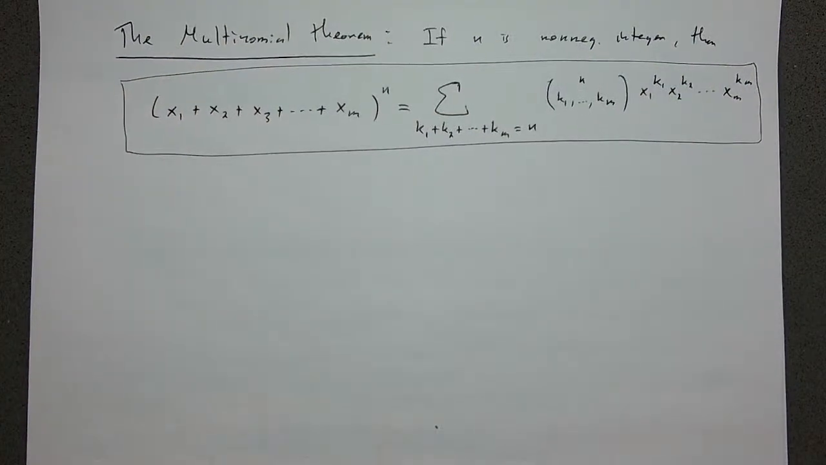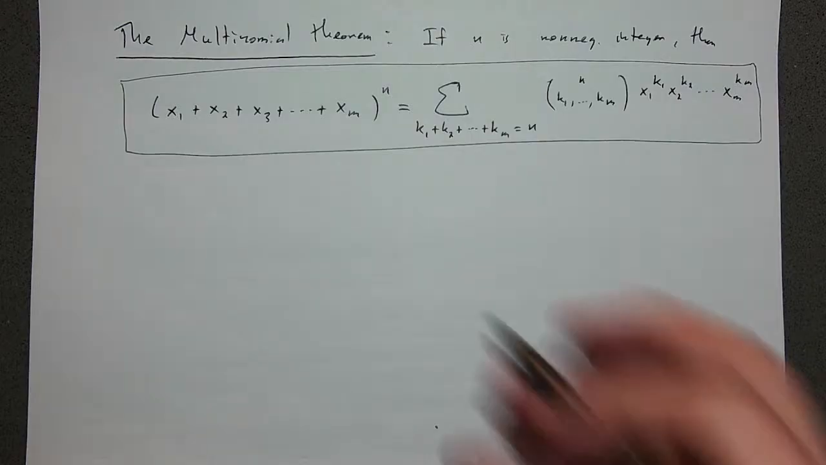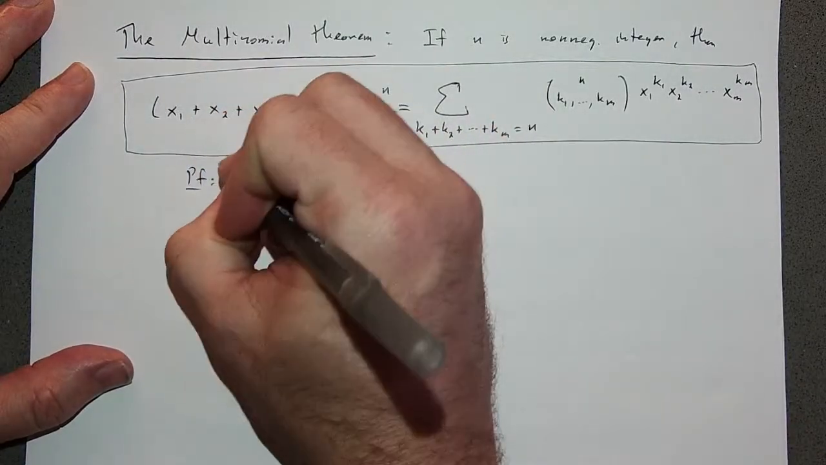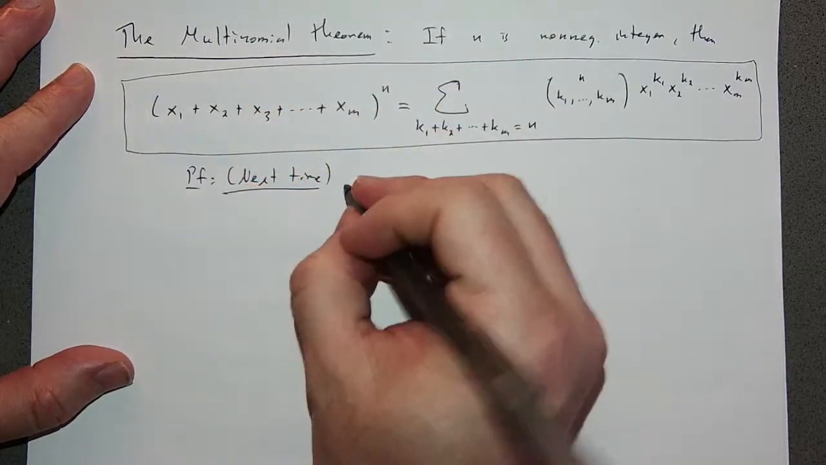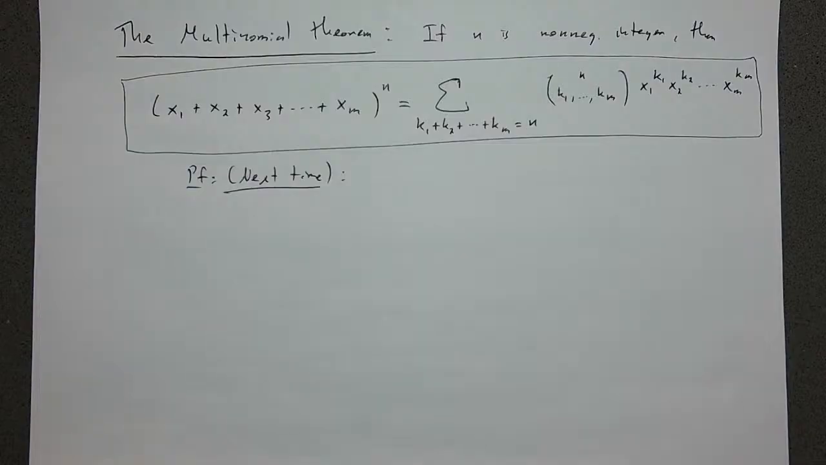You can verify for yourself that in the case that you are only dealing with x sub 1 and x sub 2 here, you're only dealing with a binomial, this reduces to the binomial theorem, so this truly is a generalization in every way. You can do this proof, like I said, by induction, and next time, I might spend like five minutes proving it.